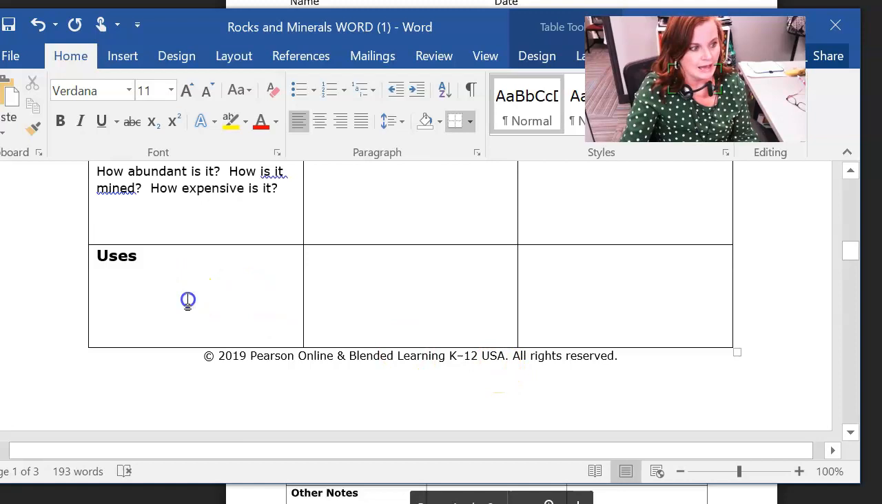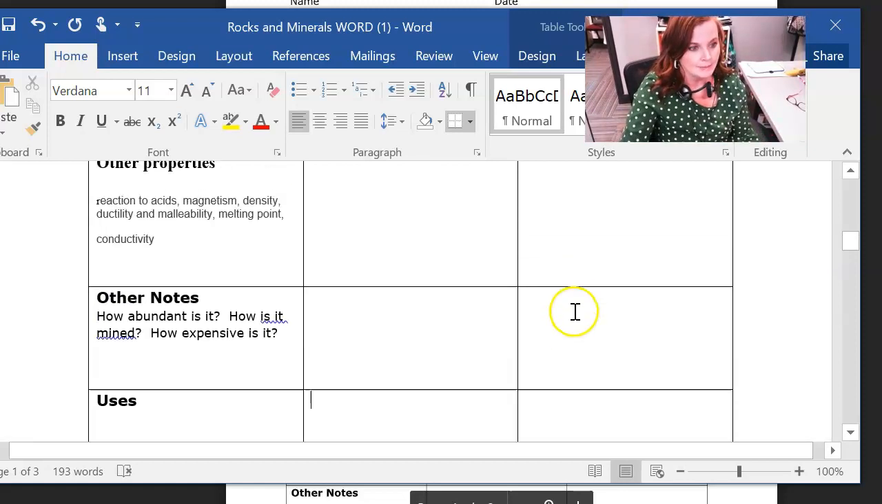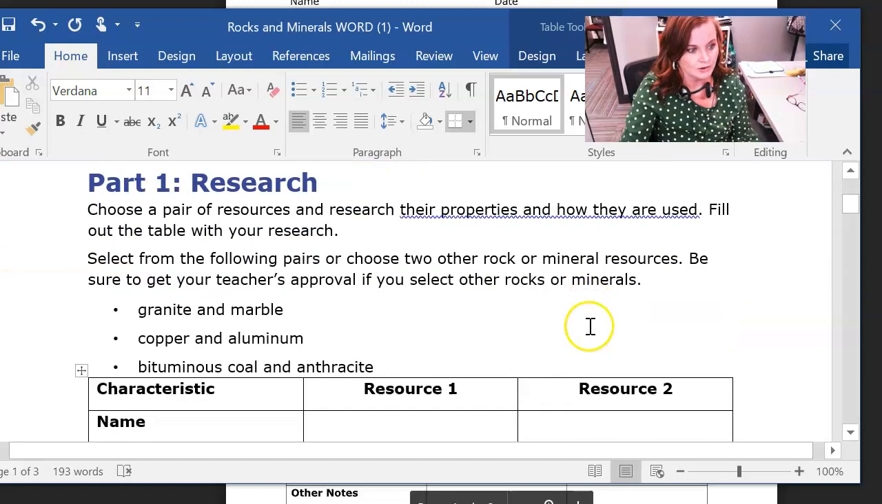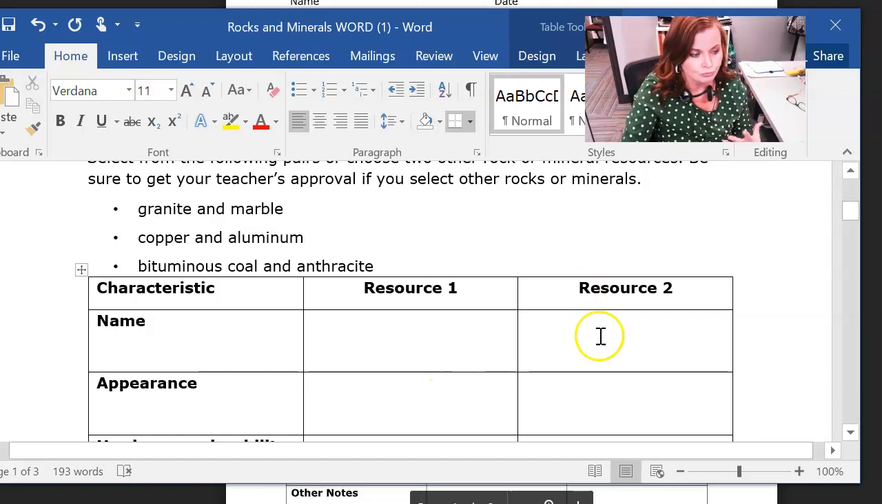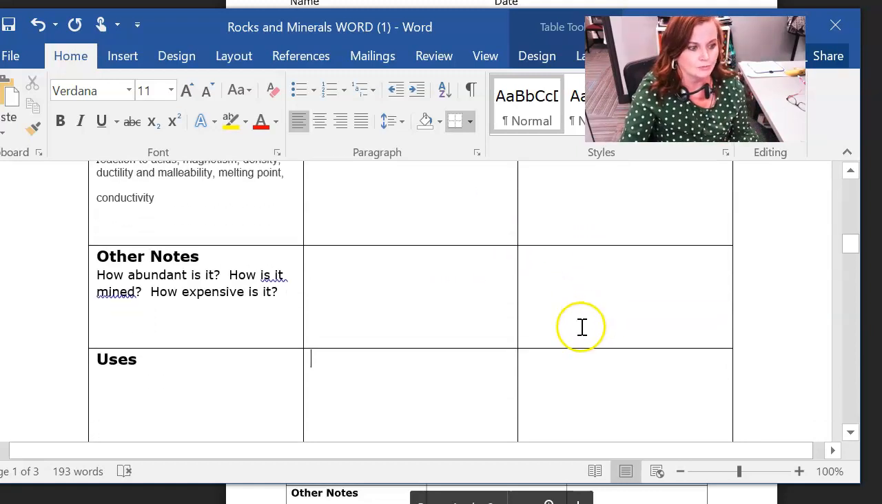Okay, and then how do you use it? And this is kind of what you're basing your PowerPoint on. What is one way in which your rocks or minerals are used? I alluded a little bit to how copper and aluminum are used in wiring. So that's something to think about. Electronic components, bitumen, coal, and anthracite as a fuel source. Those are some things to think about. Granite and marble, building purposes, building materials. So research that and figure that part out too.